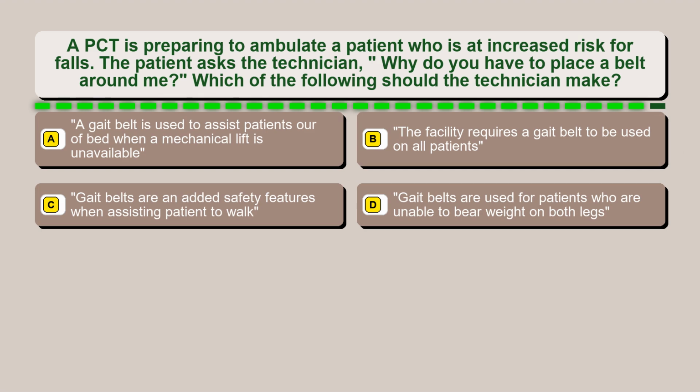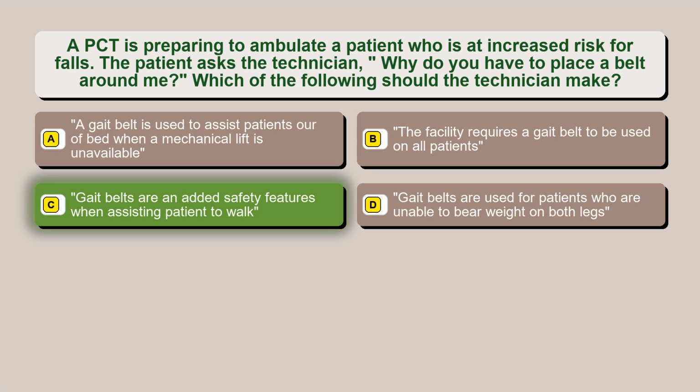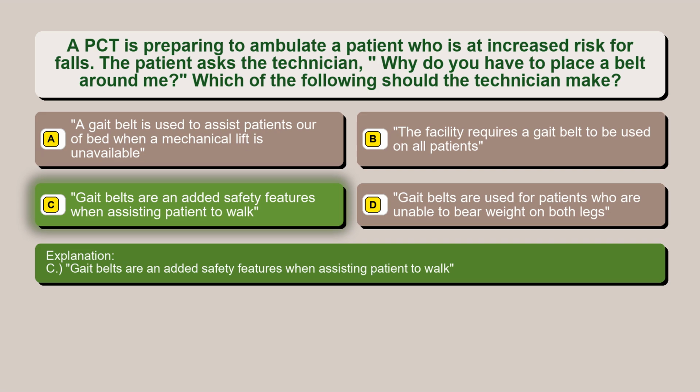Question 36. A PCT is preparing to ambulate a patient who is at increased risk for falls. The patient asks the technician, "Why do you have to place a belt around me?" Which of the following responses should the technician make? Option A, a gait belt is used to assist patients out of bed when a mechanical lift is unavailable. Option B, the facility requires a gait belt to be used on all patients. Option C, gait belts are an added safety feature when assisting patients to walk. Option D, gait belts are used for patients who are unable to bear weight on both legs. The correct answer is option C, gait belts are an added safety feature when assisting patients to walk.